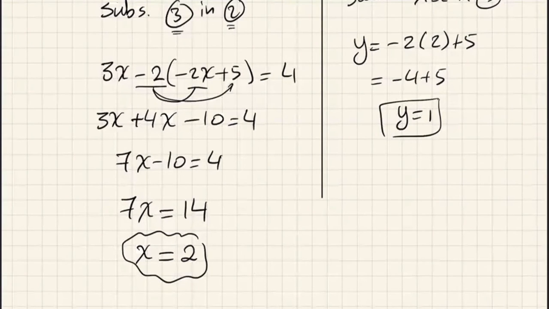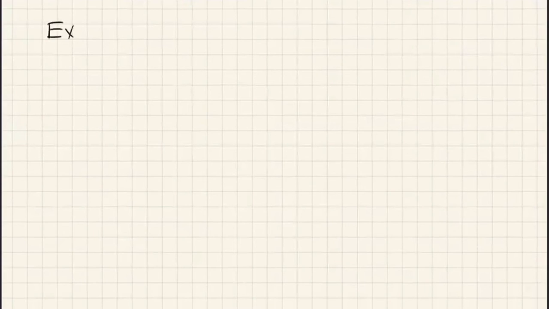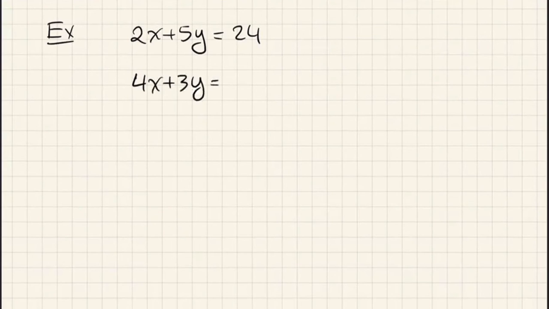Let me find an example with no coefficient equals 1. So now I have this example: 2x plus 5y equals 24, and 4x plus 3y equals 20. So this is number 1, this is number 2. No coefficient equals 1, so it's up to you. Check any one and do it.